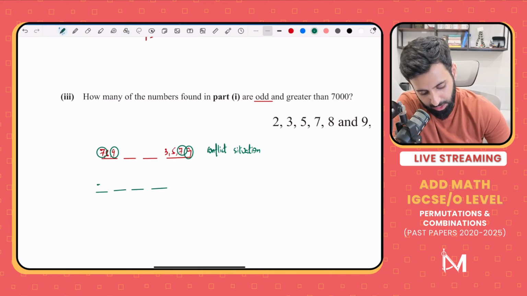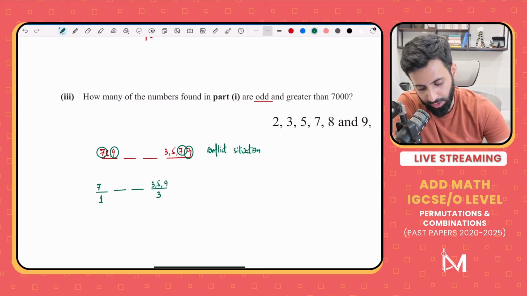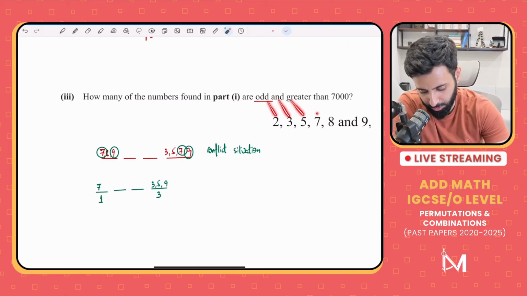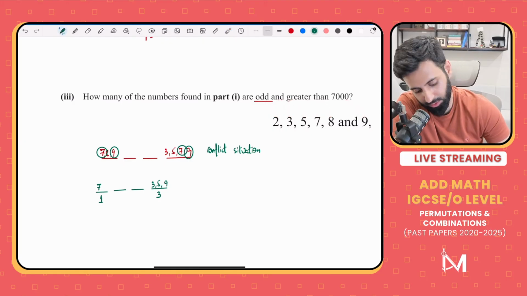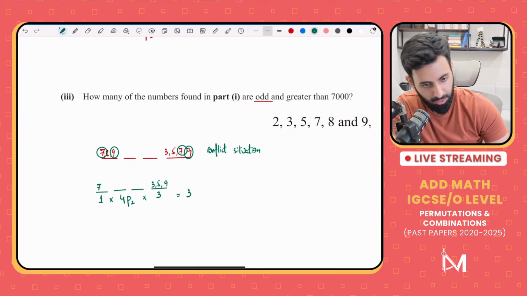Simple. So let's start with 7. If I fix 7 in the first place, that means there's only one option for the first place. Now for the last place, we could have 3, 5, or 9. We can't have 7 because 7 is already in the first place. So that means we have 3 options. Now remember, we started off with 6 digits. Of the 6, we've used 2. Now we're down to 4, and we want to use 2 more. So that's 4P2. So that means 1 into 4P2 into 3. What's that equal to? That's equal to 36.